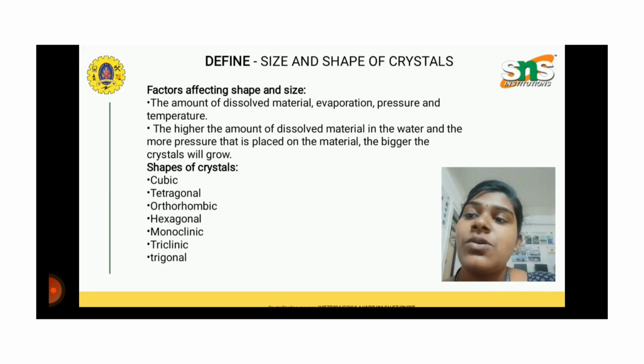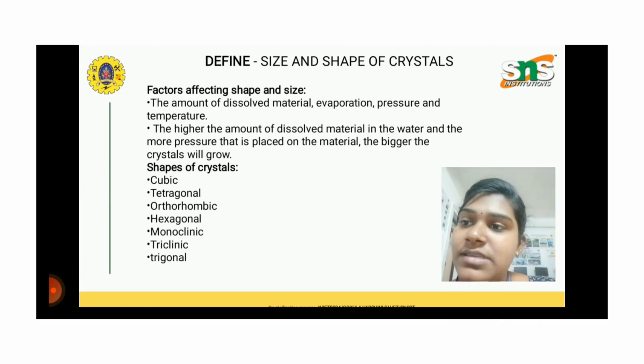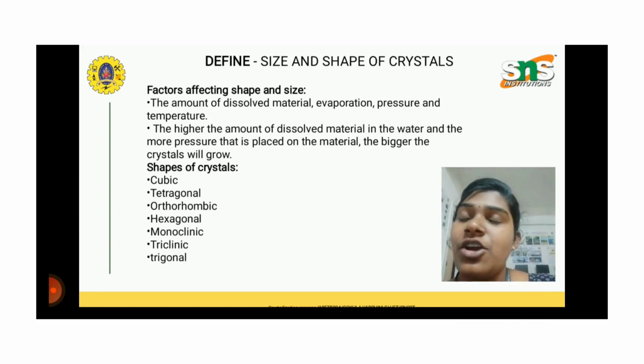So what are the shapes of crystals available? We can categorize them as cubic, tetragonal, orthorhombic, hexagonal, monoclinic, triclinic and trigonal.